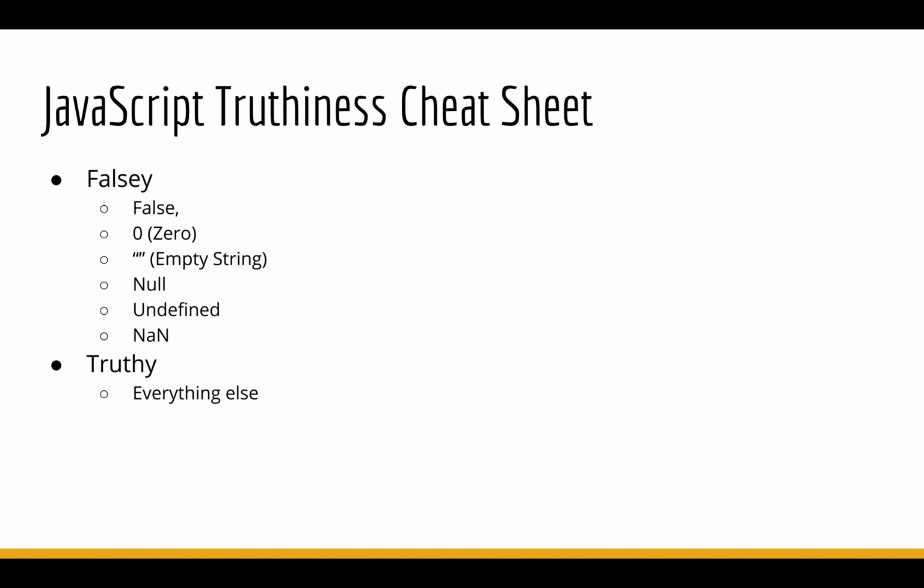And the easiest way to learn this is just to learn what is falsy and realize that everything else is truthy. So there's just this short list of things that are falsy. So of course, the Boolean value false is falsy, 0, the number, an empty string, null, undefined, and NaN, not a number. Everything else will be truthy.